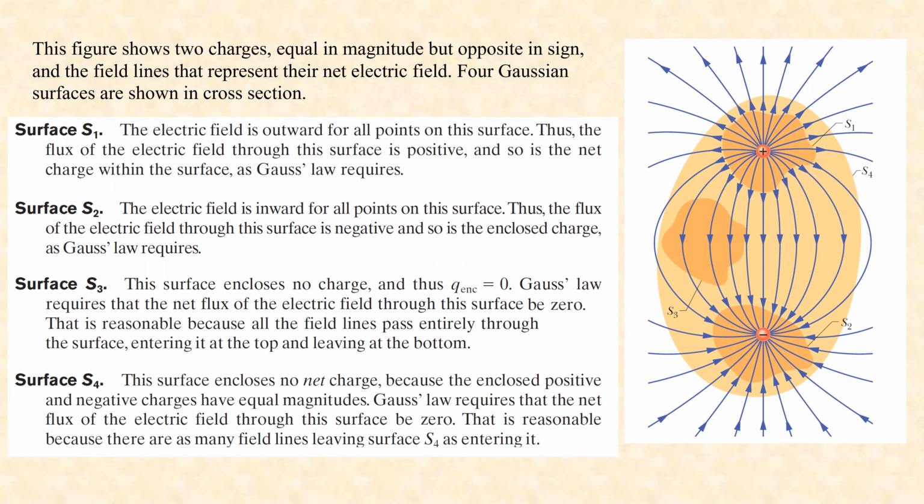This is reasonable because there are as many field lines going out of the surface as there are going inside. See, all of these surface elements, if you consider here, they create a positive contribution to the flux, and these ones create a negative contribution. So it is understandable that the total flux is 0. All right, any questions? All right.